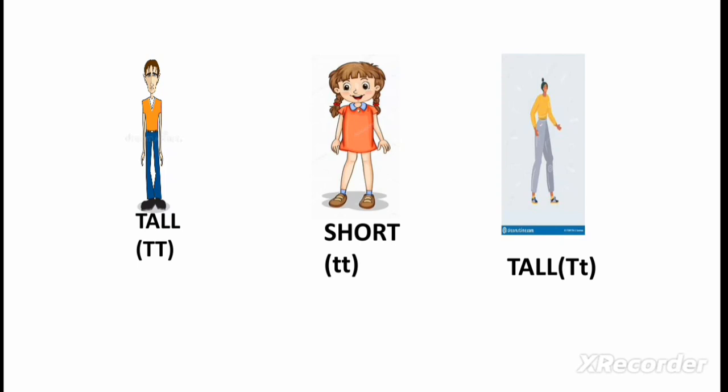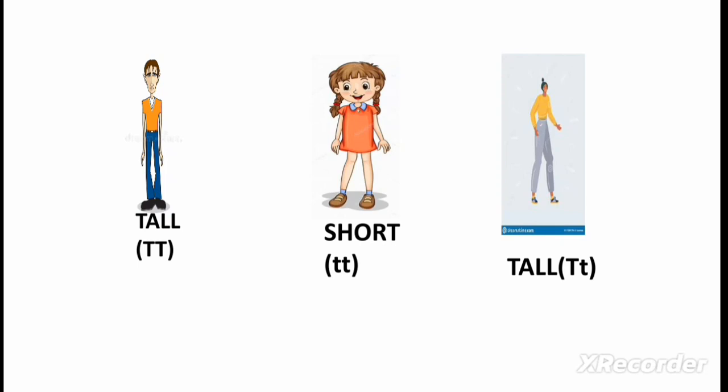Why for short are we not writing S? Because short is recessive over tall, and tall is dominant over short, right? So that's just how we write it. We take the first letter of the dominant phenotype or the dominant allele.